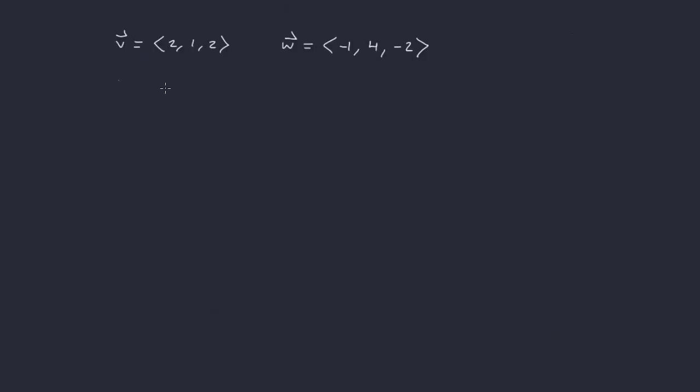All right, let's do another cross product problem here. Say 2, 1, 2, and negative 1, 4, negative 2. Okay, so we'll start with our setup. V cross W. It's going to be i, j, k. And now I'll copy V down, 2, 1, 2. And I'll copy W down, negative 1, 4, negative 2. Then we will rewrite the first two columns and we'll get rolling.